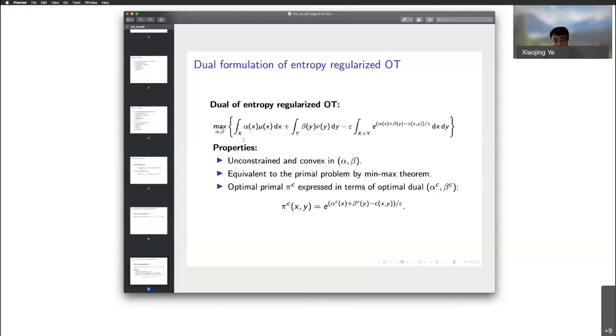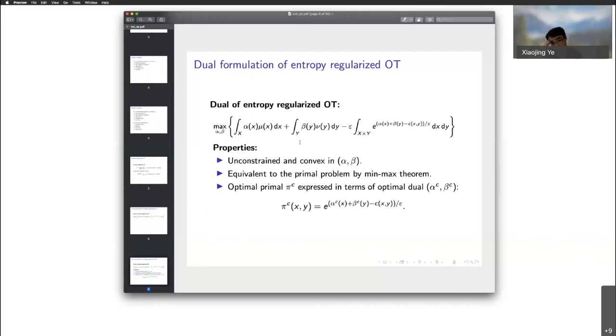The second thing is that this problem is convex in alpha and beta jointly. The objective function here is concave, so when we take the minimization of the negative of the objective function, it becomes a convex optimization problem. So that's why it's a nice problem from the optimization perspective.